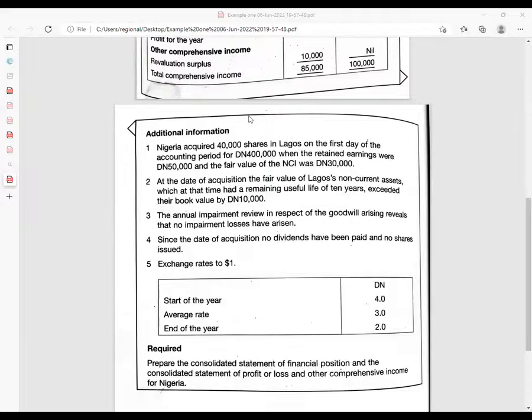Haya, so tuanze na hii straight away. Sasa tunamaliza. Nigeria acquired, already have been able to take care of this. Let's take care of number 2.